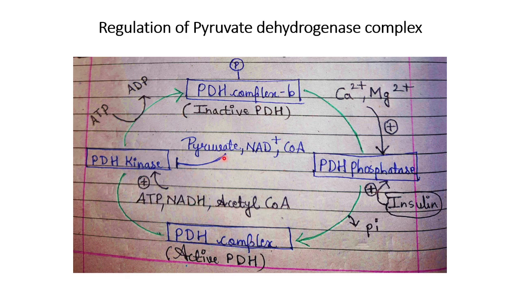Now we will study the allosteric activators and inhibitors of PDH kinase and PDH phosphatase. Increased pyruvate levels, increased NAD plus and increased coenzyme A levels will inactivate PDH kinase, that is, they inhibit PDH kinase. So what is the logic behind it?